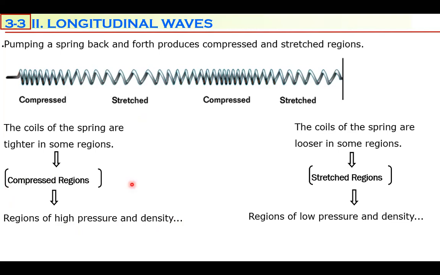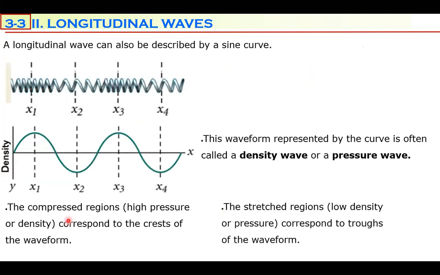And if we draw a density graph along this longitudinal wave, this is a region of lowest density, lowest pressure. As you see, density is in vertical, and this is along the longitudinal wave. Lowest density is here, so I represent the density as lowest. Compression is highest density. As you see, highest.